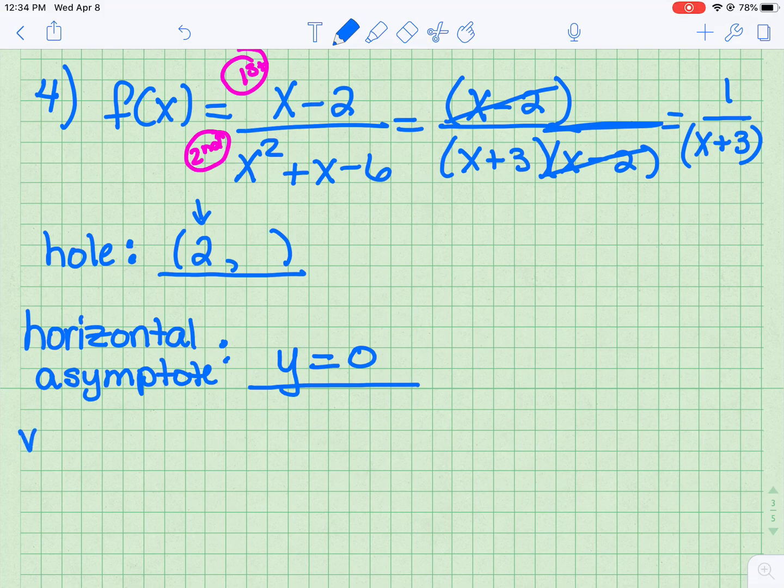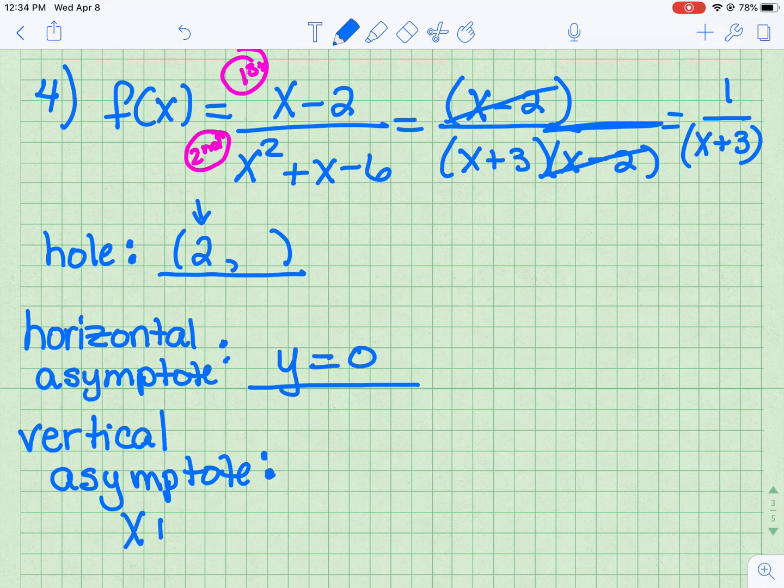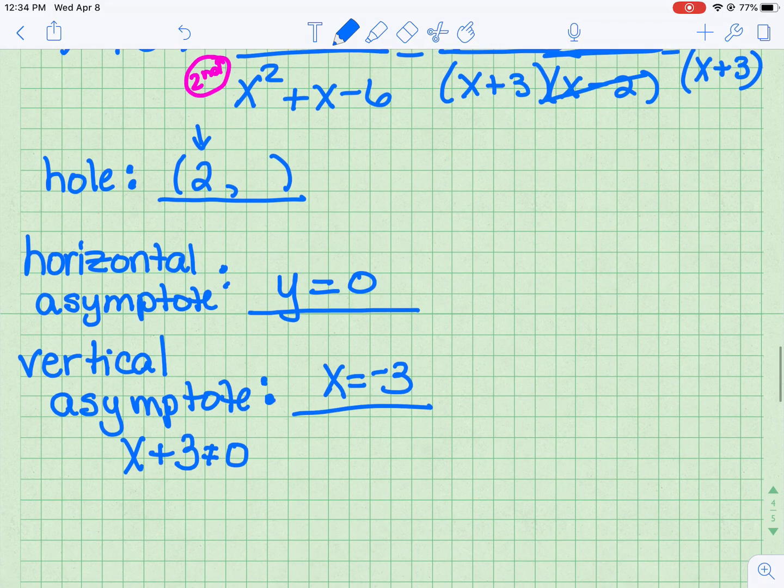And then my vertical asymptote is what's left after I cancel out whatever's on the bottom there. That's going to be my vertical asymptote. So in this case, x plus 3 is left on the bottom, and we don't want that to equal 0. And so our asymptote is x equals negative 3. Is it starting to help where these numbers are coming from? Yeah. Okay. And then we're going to graph.